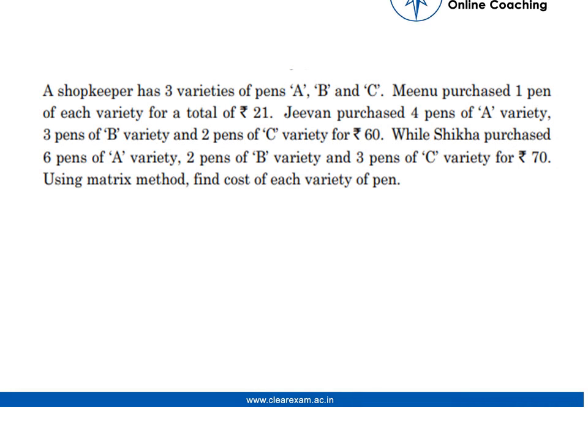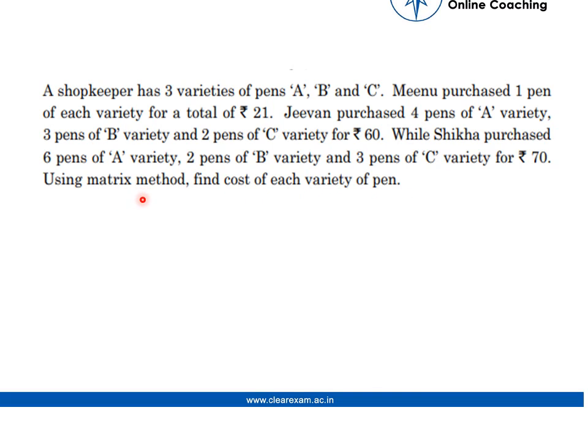So here comes the second question, which says that a shopkeeper has three varieties of pen A, B, C. Meenu purchased one pen of each variety for a total of rupees 21. Jeevan purchased 4 pens of A variety, 3 pens of B variety and 2 pens of C variety for rupees 60, while Shikha purchased 6 pens of A, 2 pens of B and 3 pens of C for 70 rupees. Now we need to use the matrix method to find the cost of each variety.